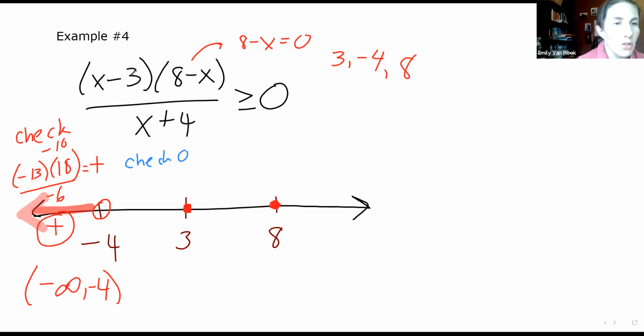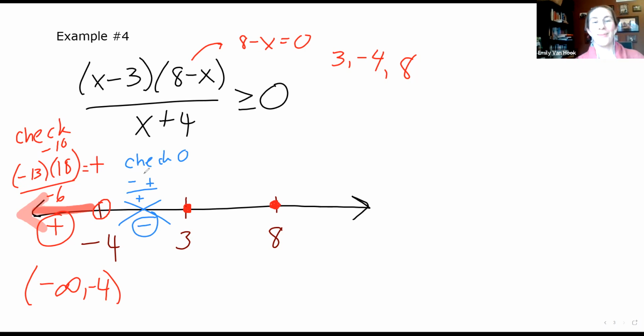Okay, so 0 minus 3 is negative 3. I'm just going to do a little negative sign for this one. 8 minus 0, that's positive 8, positive. And then 0 plus 4 would be positive 4. Okay, so negative times positive would be negative. Negative divided by positive is also negative. So this whole interval is negative. So no, we're not going to include that in our solution.